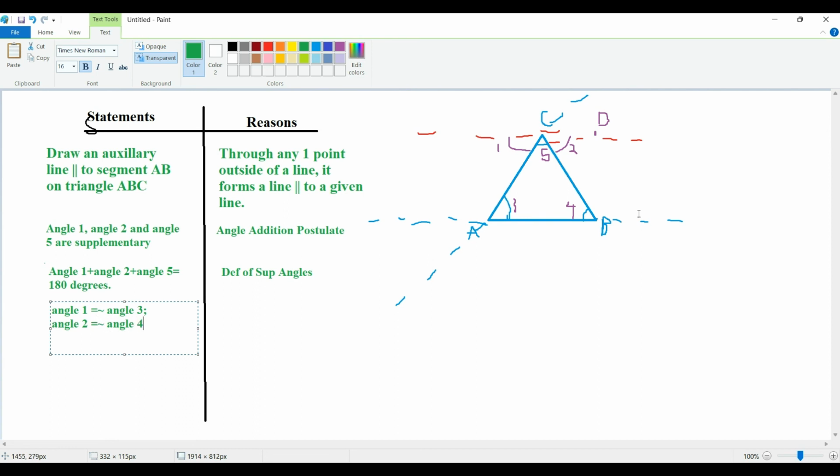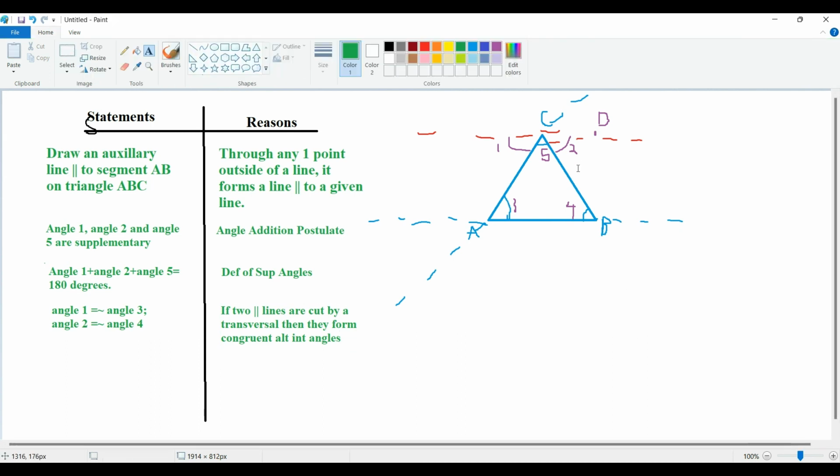Reasoning for this is pretty simple, right? The theorem that I just dictated doesn't have a name, so you just have to type it out. If two parallel lines are cut by a transversal, then they form congruent alternate interior angles, right?